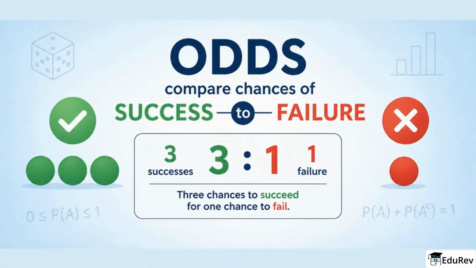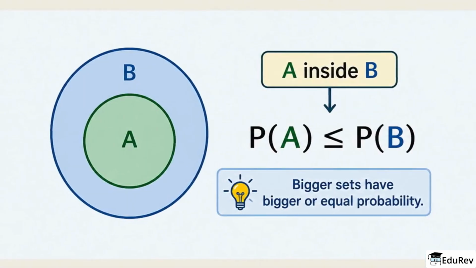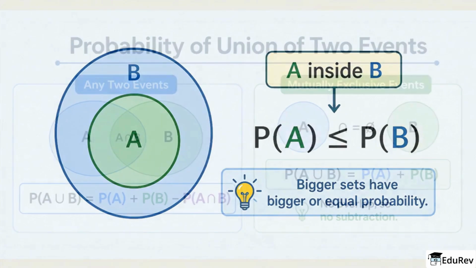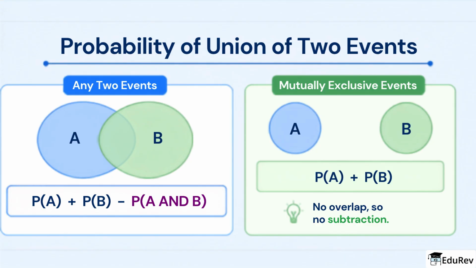For example, odds 3 to 1 means 3 chances to succeed for 1 to fail. In sets language, if event A is inside event B, then P(A) is less than or equal to P(B). That is, bigger sets have bigger or equal probability. For any two events, the probability of their union is P(A) plus P(B) minus P(A and B). And if they are mutually exclusive, we skip the minus part.